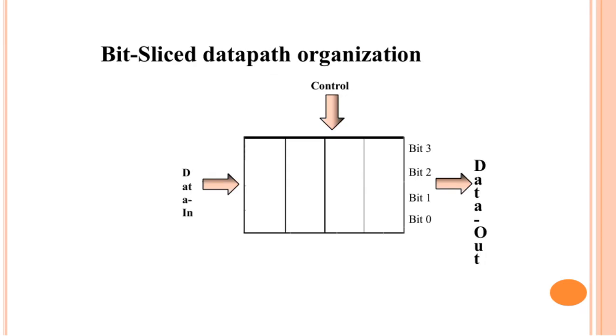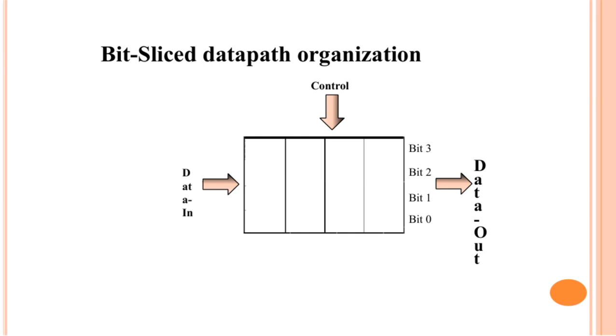Here we have a bit-sliced data path organization, which is a way of designing the processor's data path by breaking it down into smaller slices, each responsible for processing a specific bit of the data. Here you can see the bits labeled from bit 0 up to bit 3, indicating a 4-bit wide data path. Each slice operates in parallel, working on its respective bit simultaneously, improving efficiency.